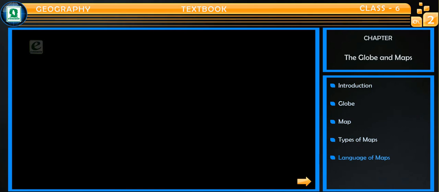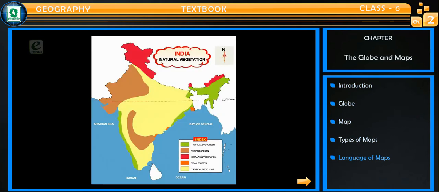Language of map. See this map carefully. What do you observe? This map is showing a title, direction arrows, and some symbols of different colors. Do you know the meaning of these? Let's understand the meaning of these. This is the title of the map. What is the significance of the title? For example, the title of this map is India Vegetation. That means this map is showing different types of vegetation prevailing in different parts of India.